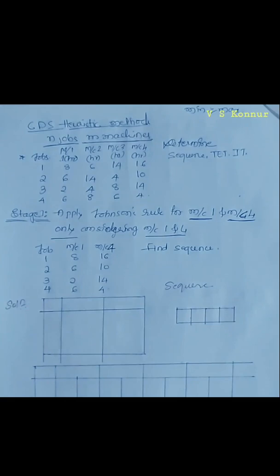M jobs 3 machines, we studied last time. Now it is n jobs, m machines. N jobs through m machines. Now the condition here is that the minimum should be greater than or equal to the maximum. So minimum should be greater than or equal to maximum. Minimum of machines 1 and 4, maximum of machines 2 and 3.